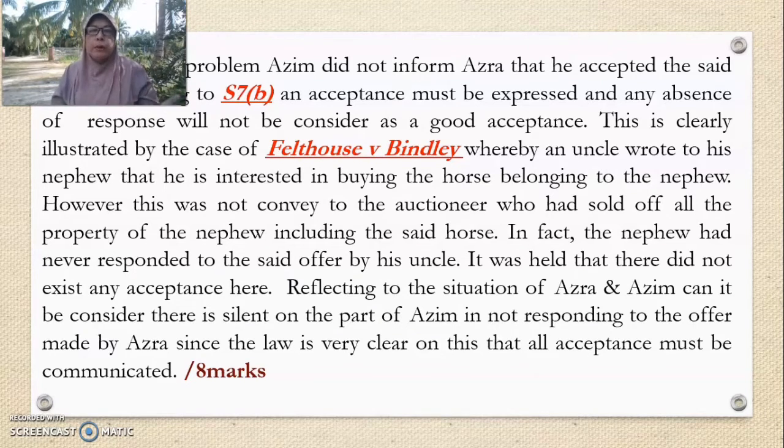Issue number one. In the above problem, Azim did not inform Azra that he accepted the said offer. According to section 7, subsection B, an acceptance must be expressed, and any absence of response will not be considered as a good acceptance. This is clearly illustrated by the case of Felthouse v Bindley, whereby an uncle wrote to his nephew that he is interested in buying the horse belonging to the nephew. However, this was not conveyed to the auctioneer, who had sold off all the property of the nephew, including the said horse. In fact, the nephew had never responded to the offer made by his uncle. It was held that there did not exist any acceptance here.